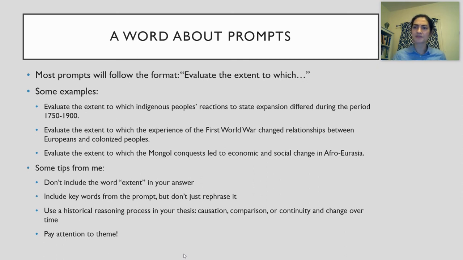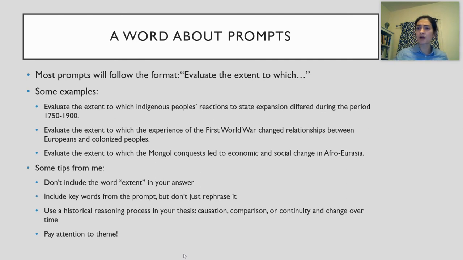If you read these prompts carefully, you can see that each of them is hinting at one of those historical reasoning processes. So if I look at that first one, that word differed should clue me in that I'm probably going to make an argument about comparison. If I look at that second sample prompt, I'm probably going to be writing an essay about continuity and change over time. I'm going to think about what's the same in those relationships between Europeans and colonized peoples before and after World War I. What is different after World War I?